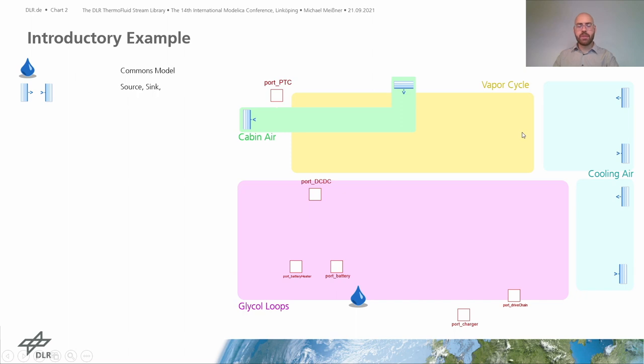Suppose we want to simulate the air conditioning and electronics cooling system of a battery electric vehicle. We would start by adding heat ports to all the components we want to cool, like the drive chain and the battery, as well as to some heating elements like the battery heater and the PTC that can be used to heat up the cabin air if needed. Now we need some means of getting the heat in and out of the fluid. For this, we can use the conduction element, which is a control volume around the fluid, and a heat port, as well as a conservation of energy equation.